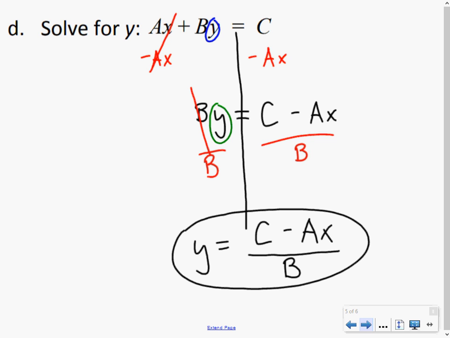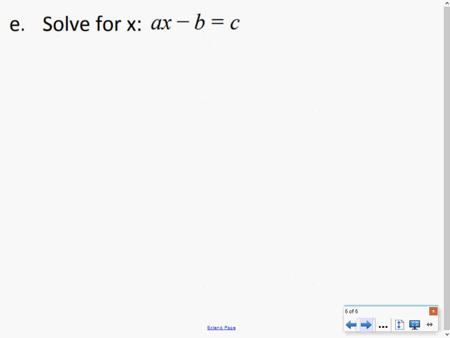Let's do one more example. All right, so we are solving for X this time. And X is right here. So let's split it down the middle again. This one's similar to the one we just did. We have to decide if we're going to get rid of the A that's multiplying the X or the minus B first. So remember, we undo addition and subtraction first. So we're going to get rid of that minus B by adding B to both sides.